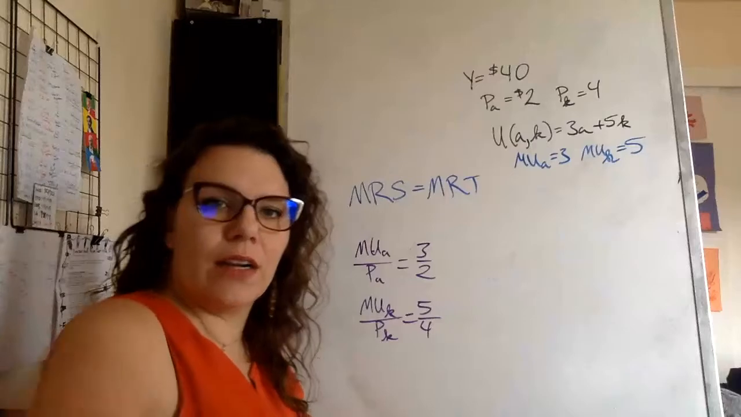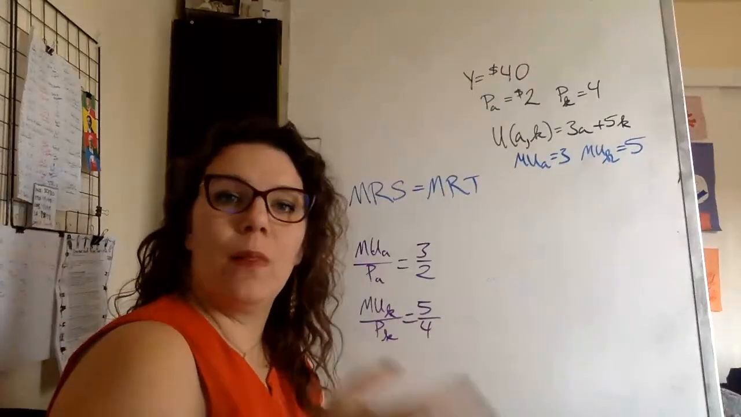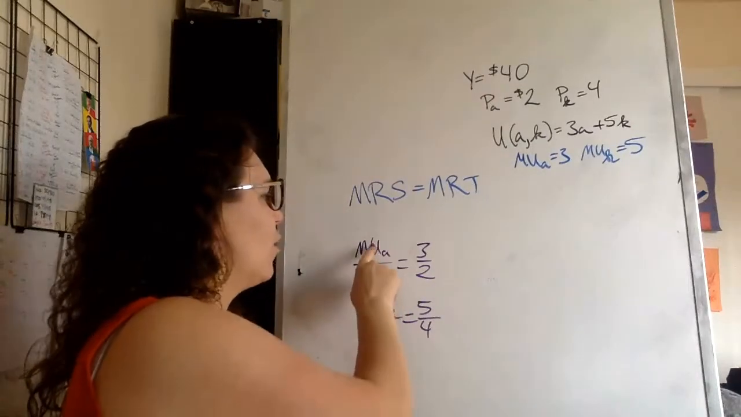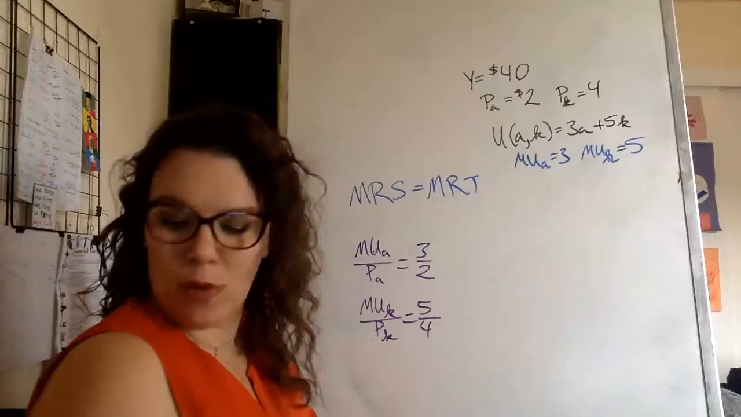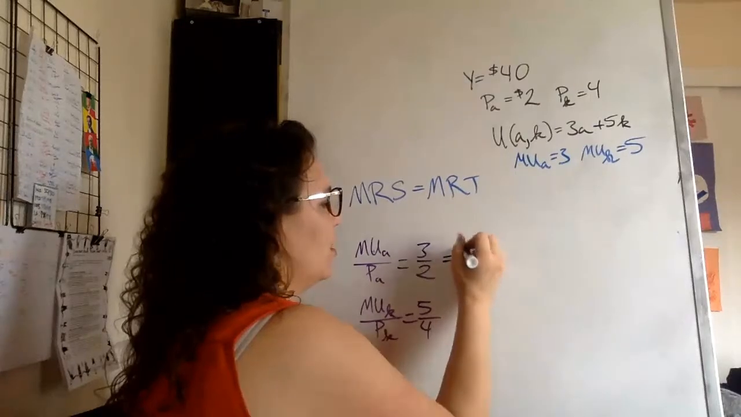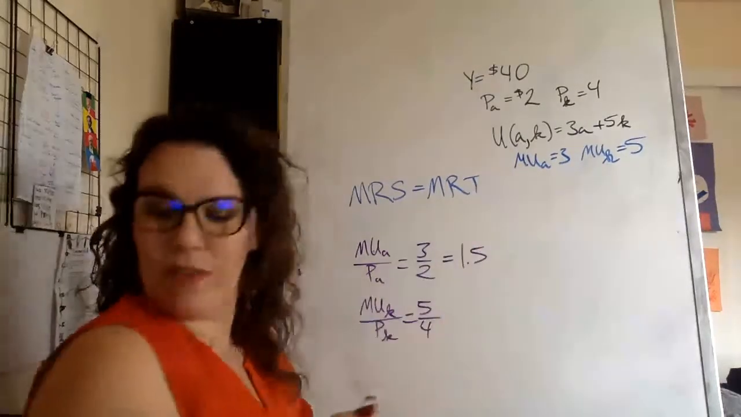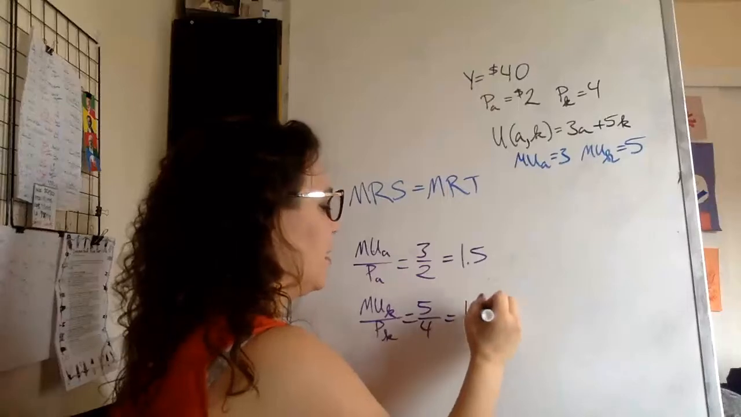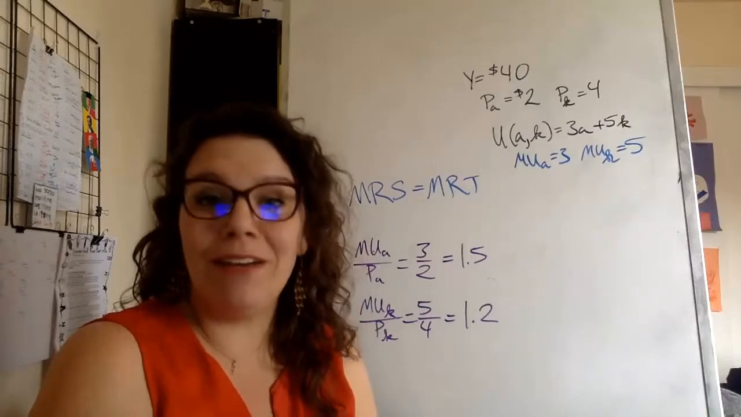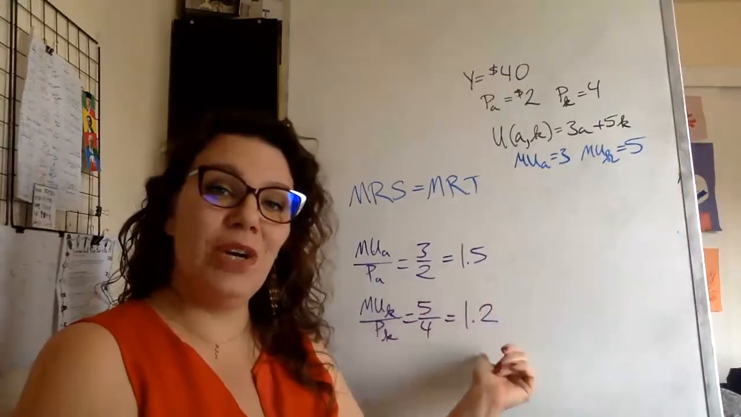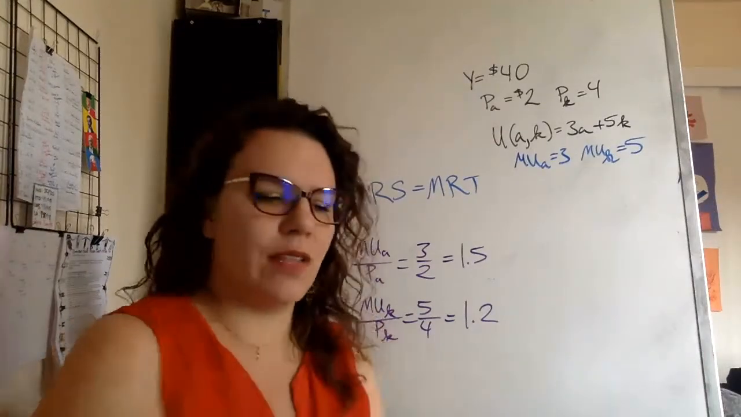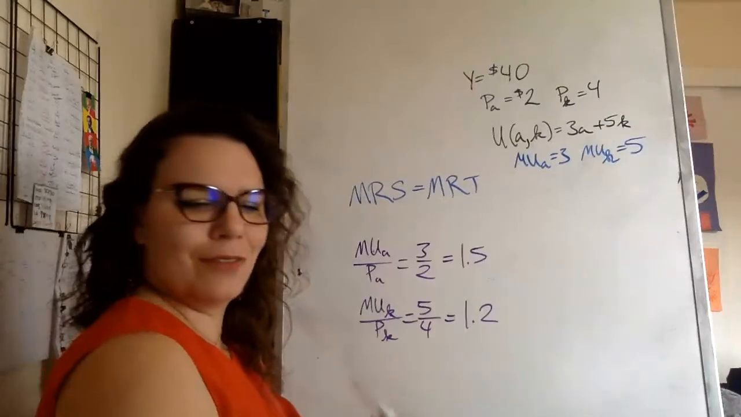So what we're finding here is how much utility on the margin Andy gets for each dollar he spends. So how much utility comes from spending $1 on apples or $1 on kumquats. And that's what this ratio is showing us. And so it turns out that the marginal utility of $1 spent on apples is 1.5, and the marginal utility of $1 spent on kumquats is 1.2. This tells us that Andy would be better off spending all of his money on apples, even though he enjoys kumquats. They're so expensive.